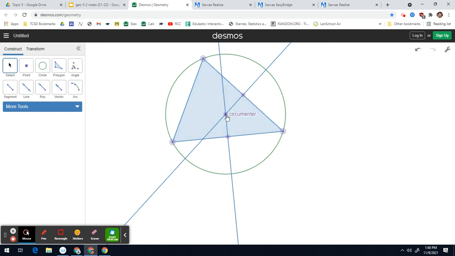Okay, I spelled circumcenter wrong. It was bugging me. I'm sorry. Circumcenter. There we go. Okay. You probably noticed that too. Why didn't you tell me?